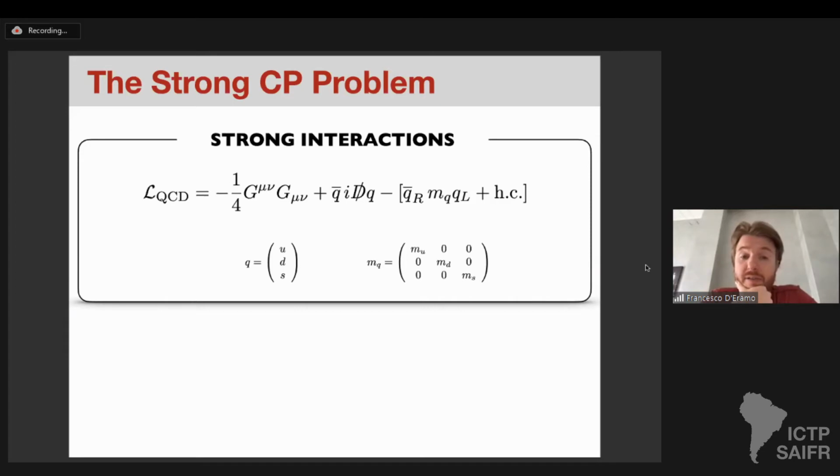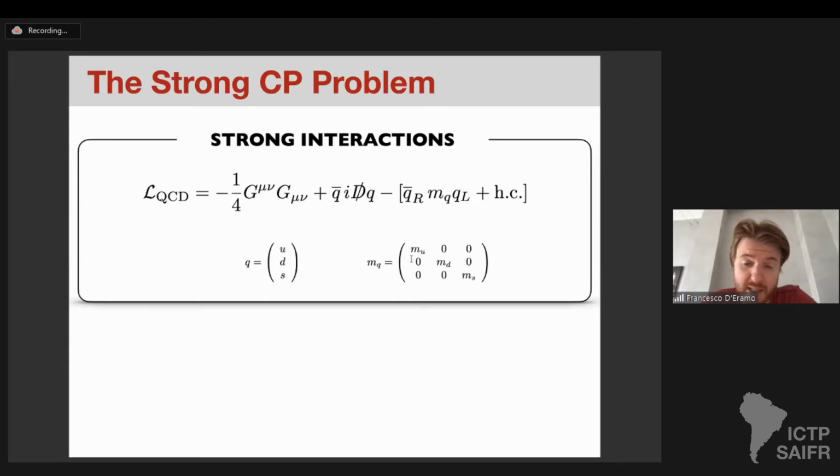This is the Lagrangian of QCD. You see there is the gluon field strength, the gluon kinetic term, the quark kinetic term, where the covariant derivative contains the interaction of the quark with the gluons and the other gauge bosons of the standard model. And then there are mass terms for the quarks. Here I'm focusing on the low energy theory. By low energy, I mean below the GeV scale, where the only 3 dynamical quarks are the up, the down, and the strange. So this Q is actually an array of 3 quarks.